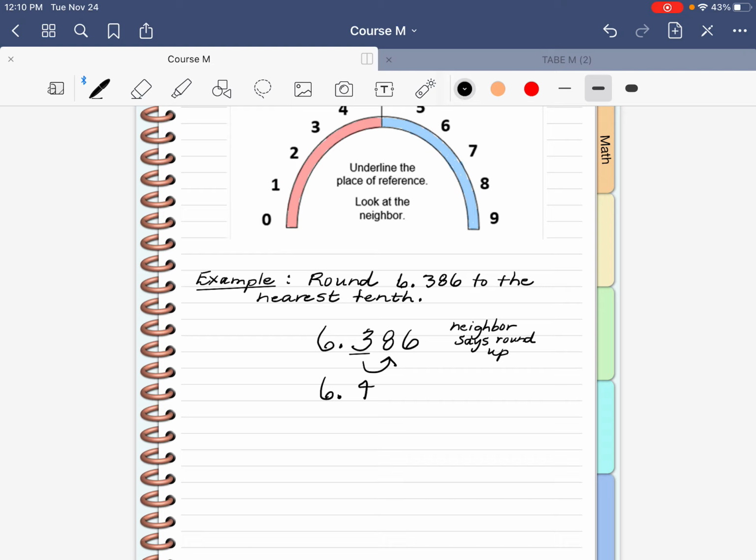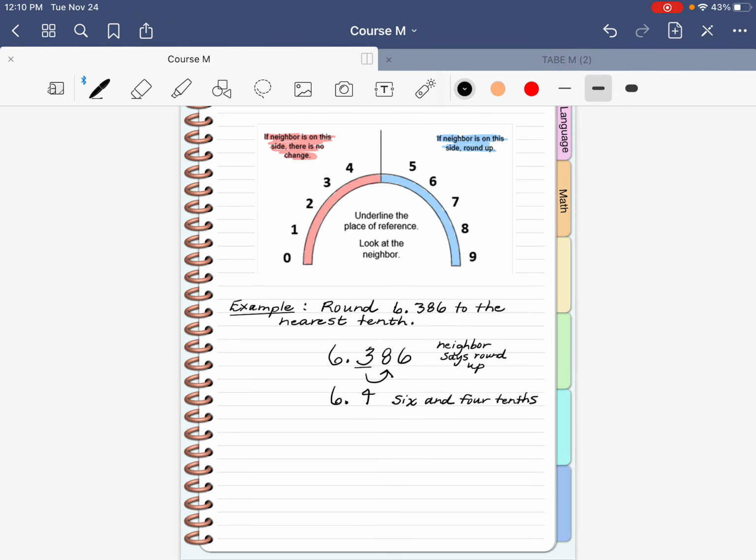Now one thing that I like to do with decimals, just to make sure I have my place right, is to write my answer in word form. 6 and 4 tenths. And that tells me that I have it right, that I've rounded to the correct point of reference. So that's just something I do. You don't have to do that, but it's good to, first of all, practice writing your decimals in words. But it also is just sort of a trick that makes sure you check that. You don't have to worry about not remembering to check your place.